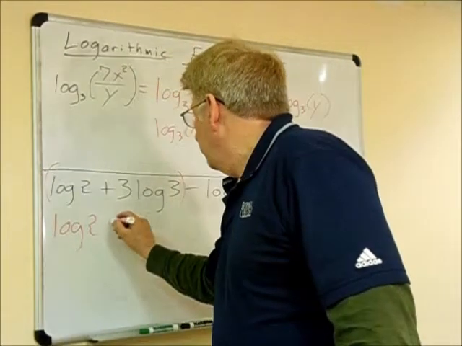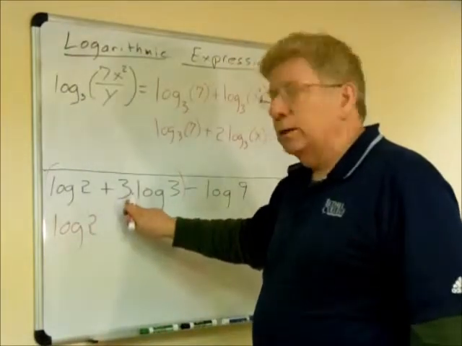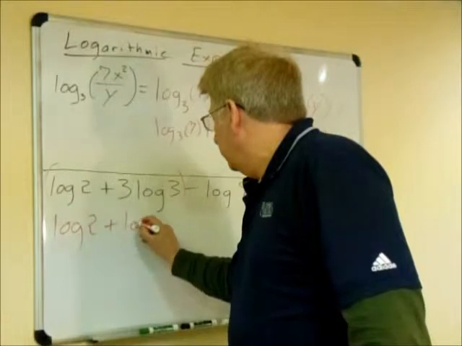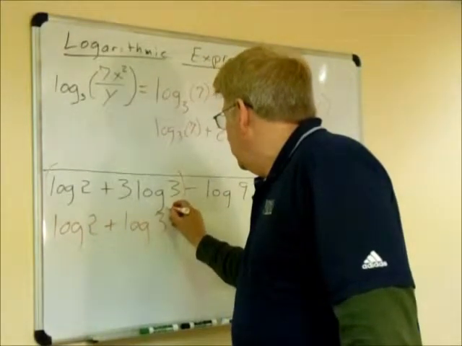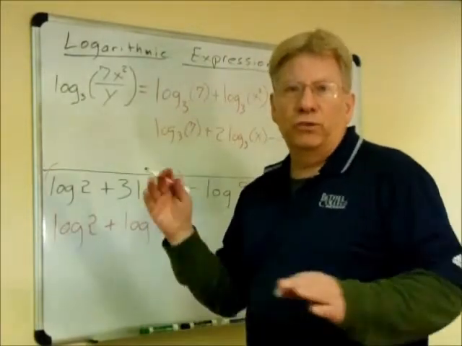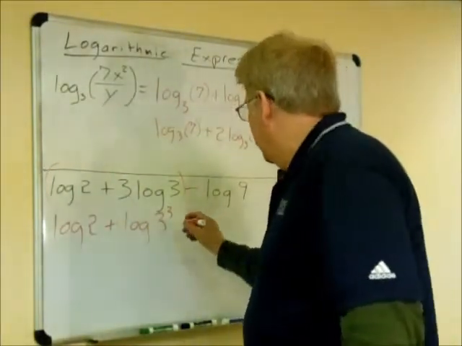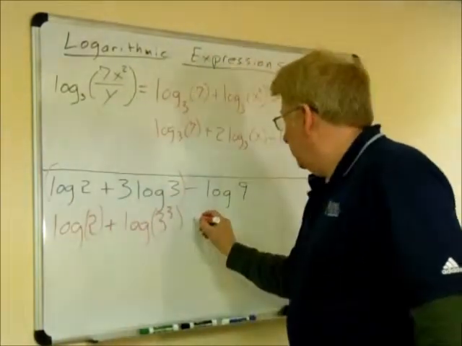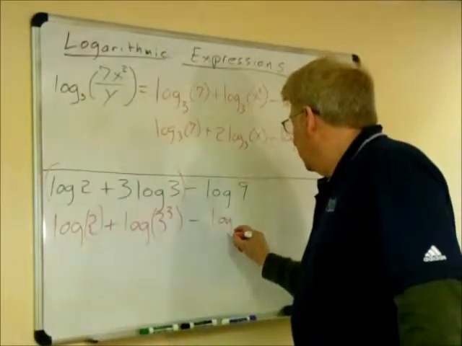log of 2, and here this 3 on the outside, I can convert that to an exponent on the inside. So I have log of 3 cubed. I took the number outside. I'm doing the expansion in reverse now to condense it. And then minus log of 9.